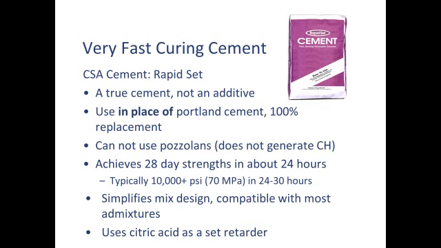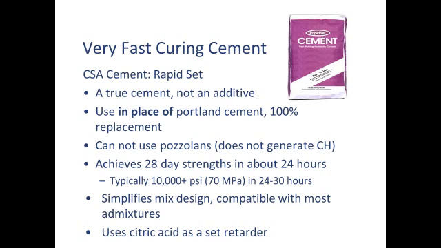So there's another company in the U.S. called Rapid Set that makes CSA-based cement and concrete mixes. Rapid Set makes a pure CSA cement. It's not an additive. You can use it all by itself. I've made lots of concrete with it. I've made stiff hand pack, I've made wet cast, I've made GFRC with it. Use it instead of Portland cement. You do not need pozzolans. They don't work because CSA cements don't generate calcium hydroxide.